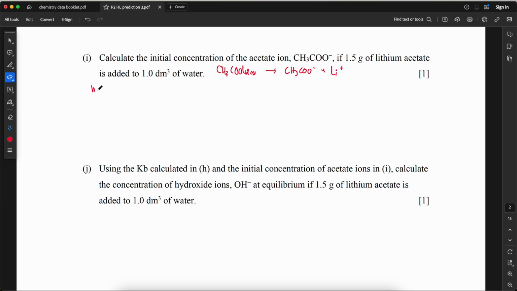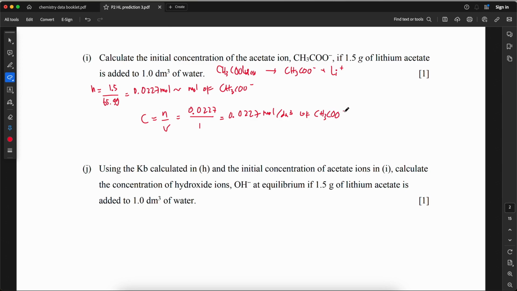So here we can first find the mole of CH3COOLi, or lithium acetate: 1.5 divided by its molecular mass, which is 65.99, then you get 0.0227 mole. That would be the same as the mole of CH3COO-. So the concentration would be n divided by V: 0.0227 divided by 1, which is 0.0227 mole per decimeter cubed. This is the concentration of CH3COO-.